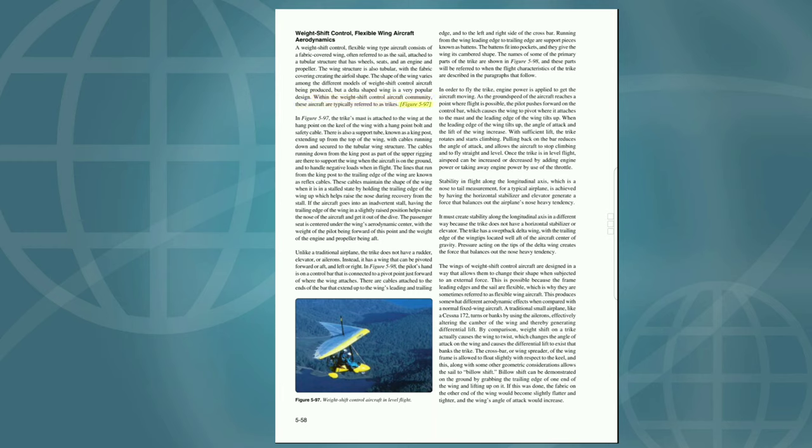Figure 5-97. In Figure 5-97, the trike's mast is attached to the wing at the hang point on the keel of the wing with a hang point bolt and safety cable. There is also a support tube, known as a king post, extending up from the top of the wing, with cables running down and secured to the tubular wing structure. The cables running down from the king post as part of the upper rigging are there to support the wing when the aircraft is on the ground, and to handle negative loads when in flight.